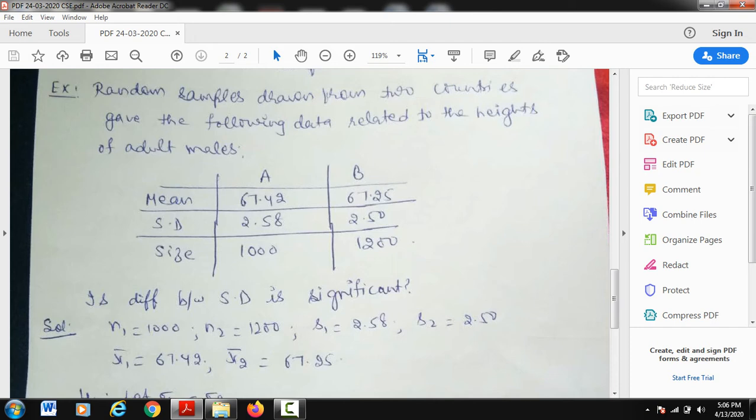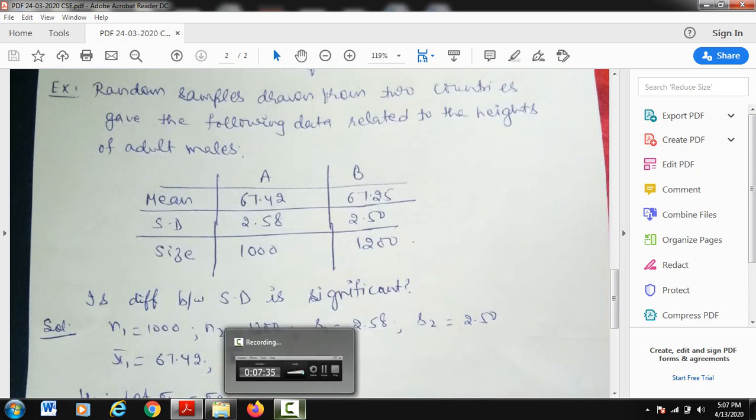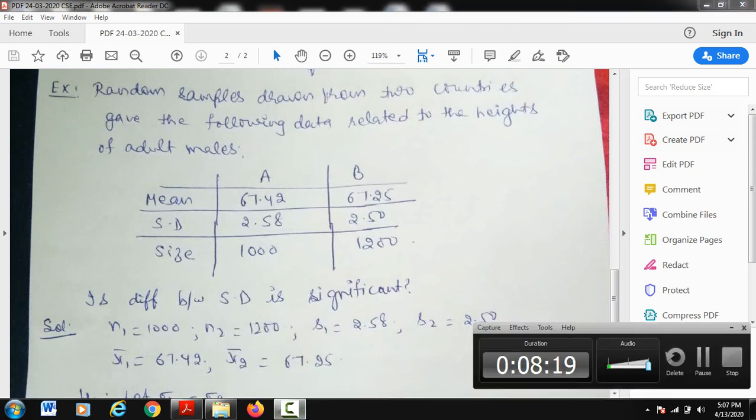The mean of heights of adult males is given as 67.42 for country A and 67.25 for country B. The standard deviation for country A is 2.58 and for country B it is 2.50. The sizes of the two samples are 1000 and 1200, which is very far from 30, so they are considered large samples. The question is whether the difference between the standard deviations is significant or not.